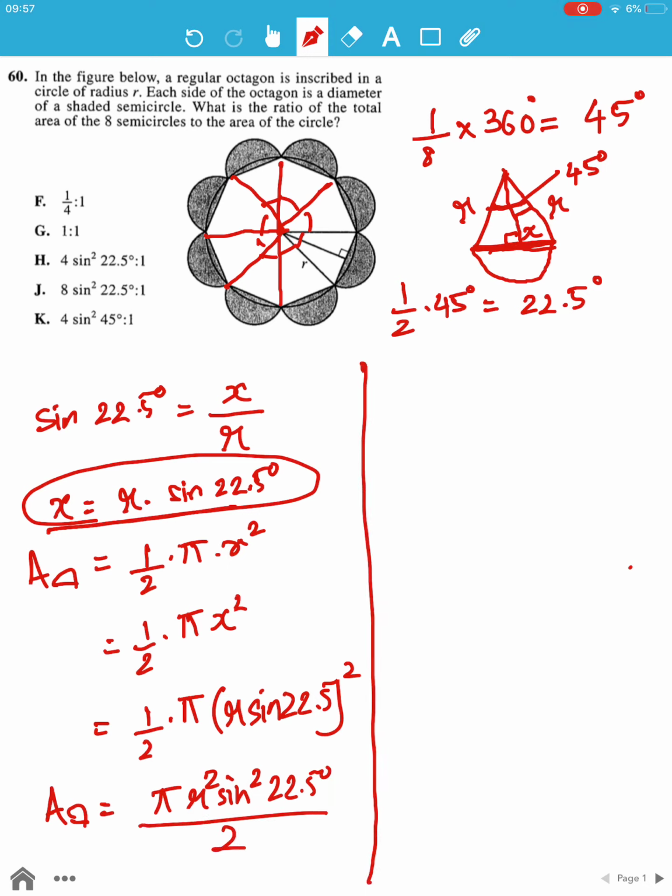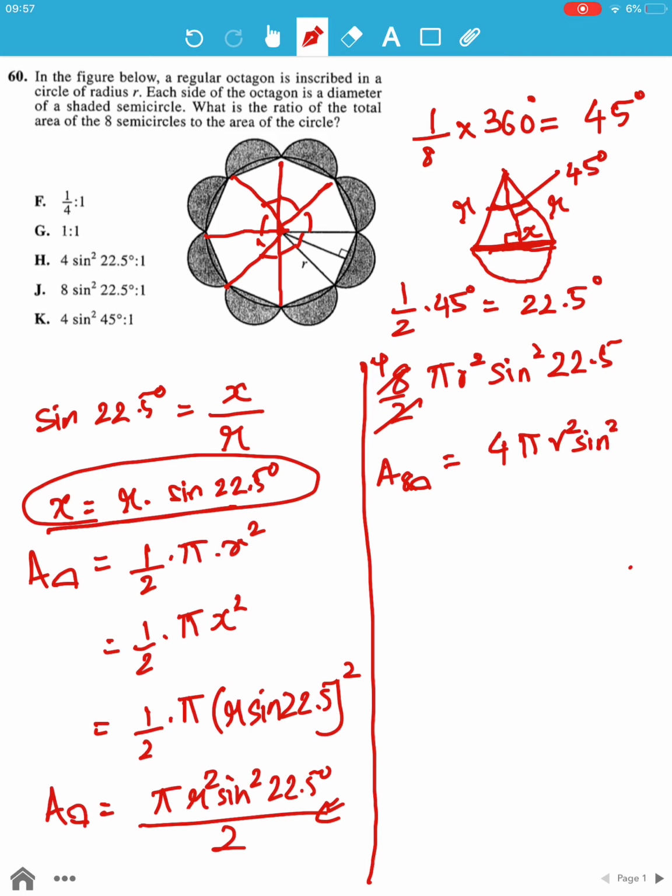Now we have 8 such semicircles, so we multiply this expression by 8. We get 8 by 2 pi r square sine square 22.5, which gives us 4. So the area of all the 8 semicircles is equal to 4 pi r square sine square 22.5.